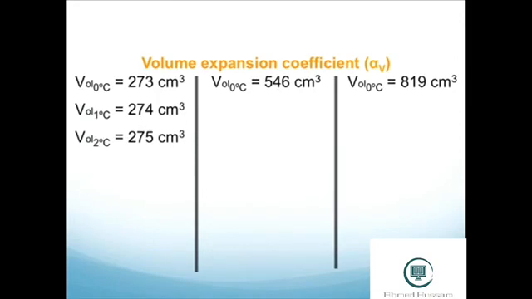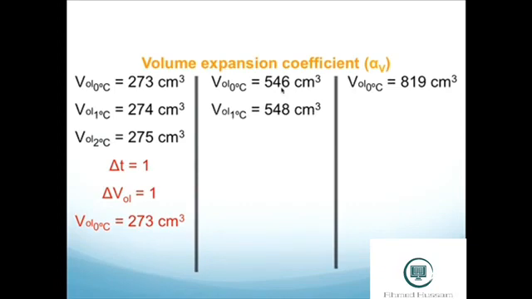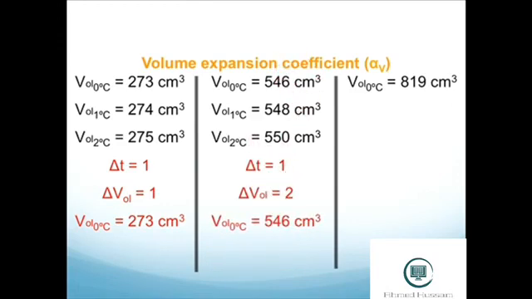From 1 to 2 degrees, the volume increases from 274 to 275 centimeter cube, which means for every 1 degree rise in temperature, the volume increases by 1, compared with its original volume at 0 degrees Celsius. Let's come to another values. 546 centimeter cube when heated from 0 to 1, it increases to 548. It increases by 2 centimeter cube. From 1 to 2, it rises from 548 to 550 centimeter cube. It rises by 2. Therefore, for an interval of 1 degree in temperature, the delta volume becomes 2.